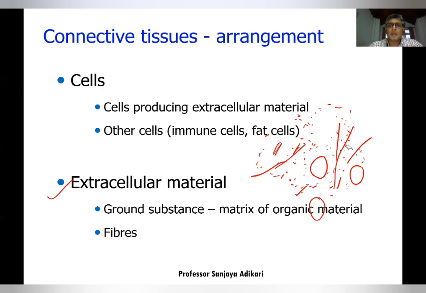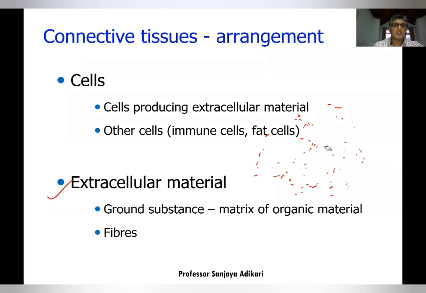Okay, so then this is the summary of all connective tissues. Even the bones and cartilages, however much they are rigid, they also have this common arrangement. They have cells in that, and some of these cells are cells that produce the extracellular material, and then there are other cells that do not contribute to produce the extracellular material, like immune cells and fat cells. Then the extracellular material itself can be divided into two parts: the fibers and the ground substance.